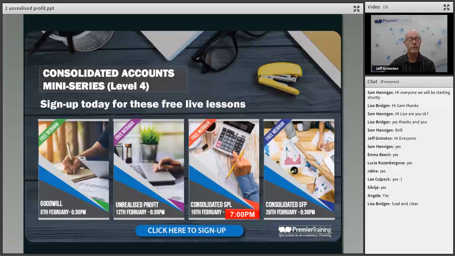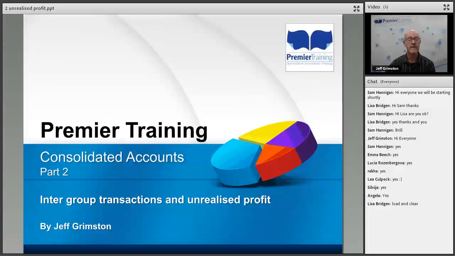Right, without further ado, let's get the ball rolling. This is part 2 in a series of 4 on consolidated accounts. Last week we looked at goodwill. This week we're going to look at intra-group transactions where one group member sells to another, and the unrealised profit that can sometimes arise that we have to adjust for.